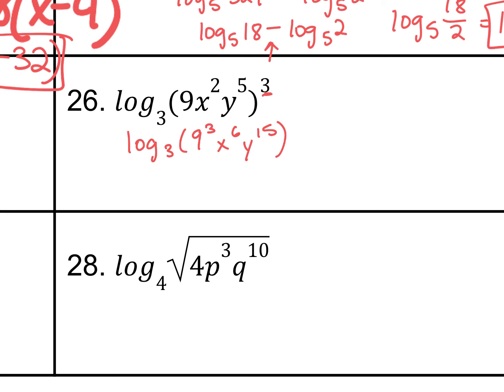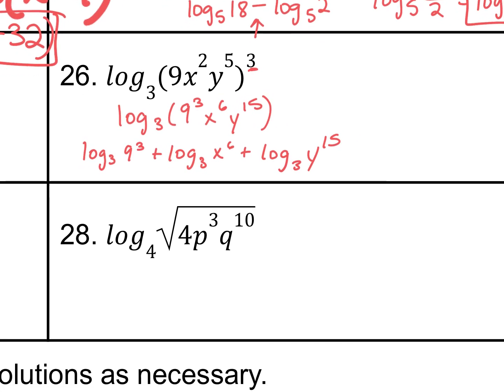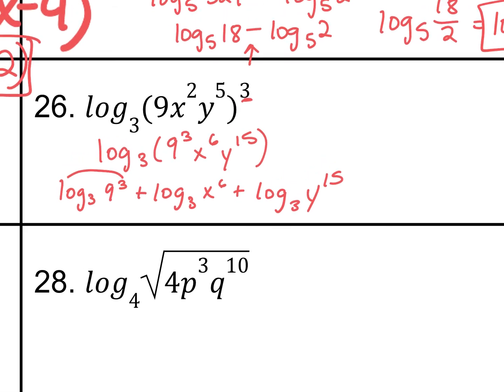So first things first, I know I'm multiplying inside here, so I know that that goes with addition. Log base 3 of 9 to the 3rd plus log base 3 of x to the 6th plus log base 3 of y to the 15th. Okay, so that is how I expand it, but now I've got to take those powers, move them to the front, okay? Because again, that is how we expand.